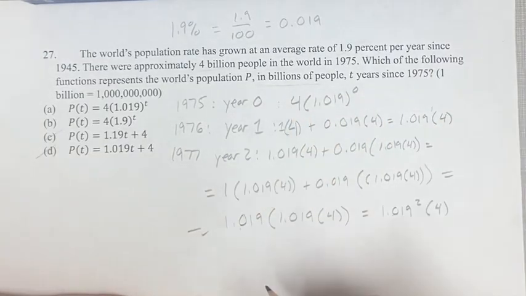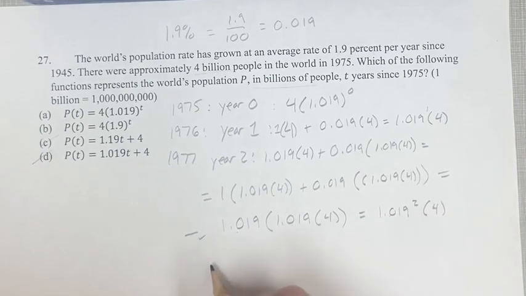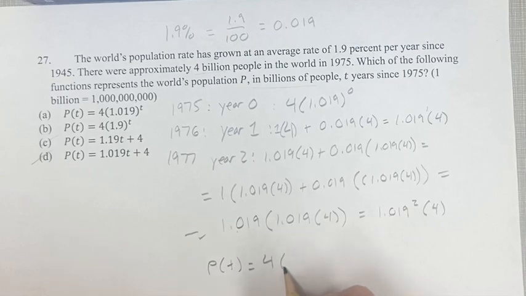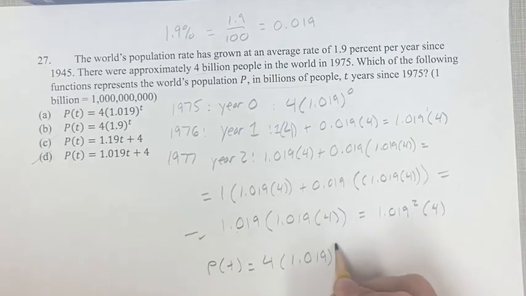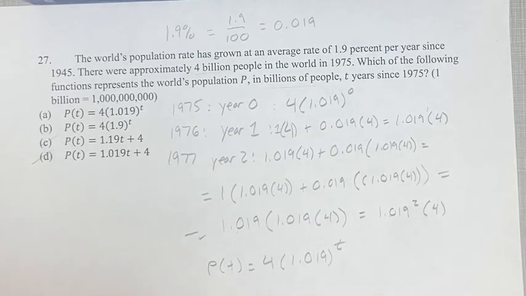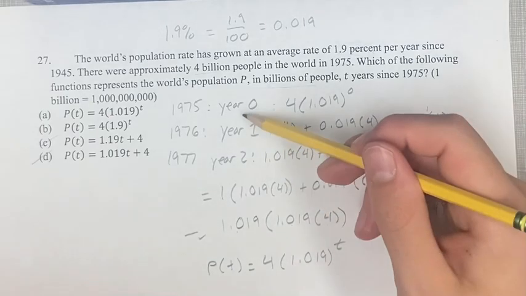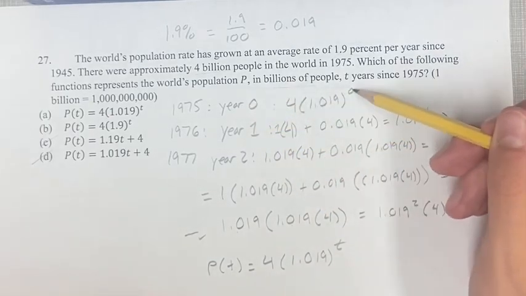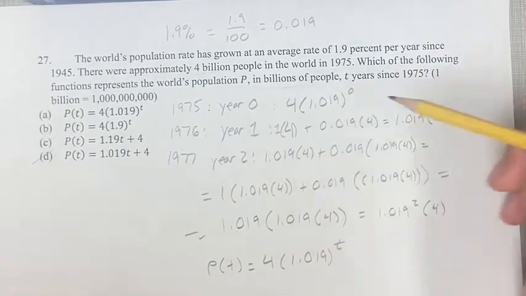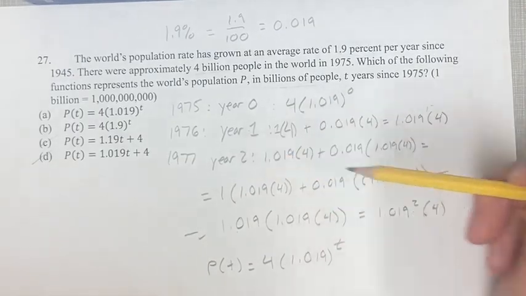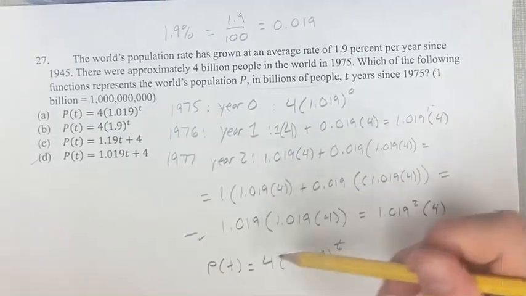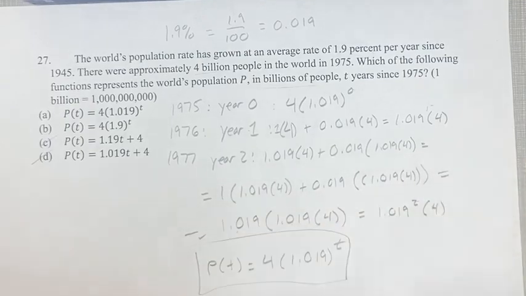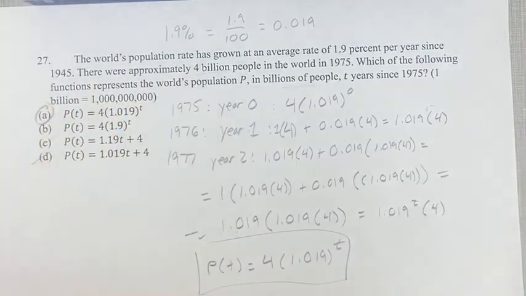So our pattern is that for year T, it's going to be 4 times 1.019 to the power of whatever T is, right? If it's year 0, we're multiplying by 1.019 0 times. If it's year 1, we're multiplying by it 1 time. Year 2, we're multiplying by it 2 times. Year T, we're doing T times. So this is going to be your equation, which ends with A as your final answer.